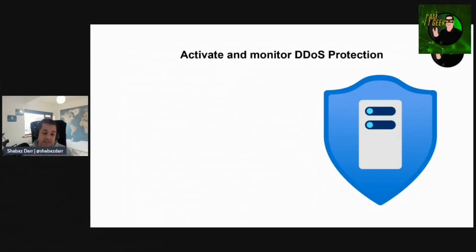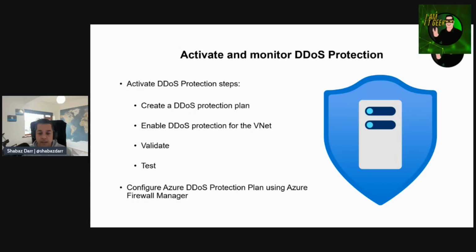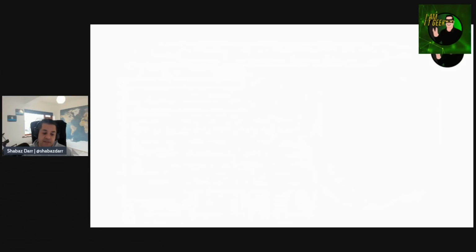When we talk about activating the monitoring and DDoS protection, some of the high-level steps are: you need to create the DDoS protection plan first of all. Then you need to enable DDoS protection for the VNet, validate that it's working, and then test it. You can configure the Azure DDoS protection plan using Azure Firewall Manager as well. So let's move on to the final topic now.